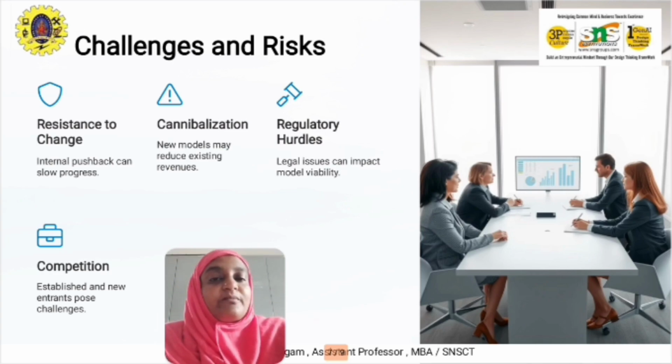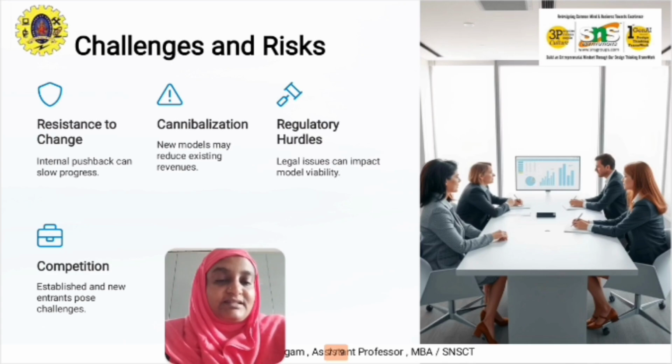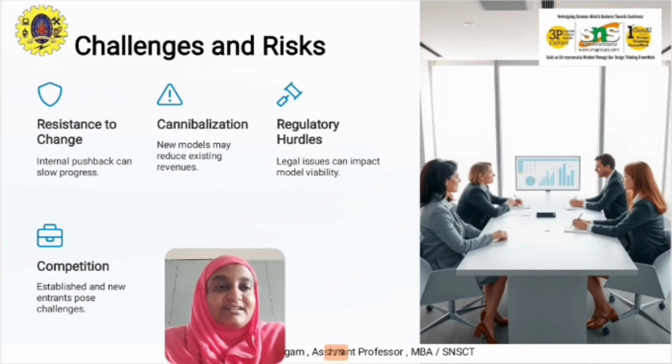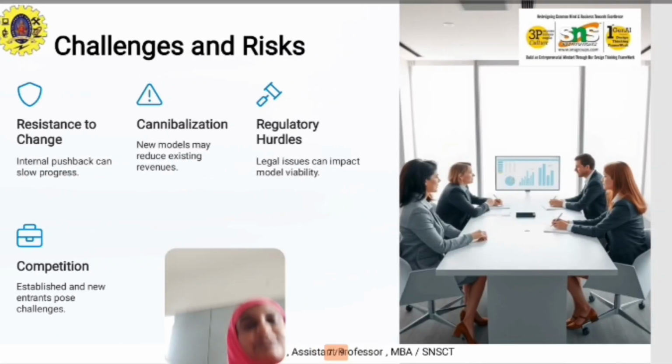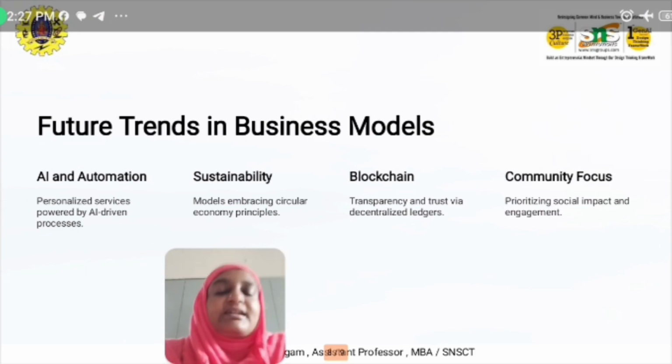When we talk about competition, establishing a new entrant poses challenges, which is much more important. So you have to compete in the market to sustain in it. You have to update to the trend, and you have to adapt to whatever is coming new in the market. If you satisfy all these things, your product can be much more successful.